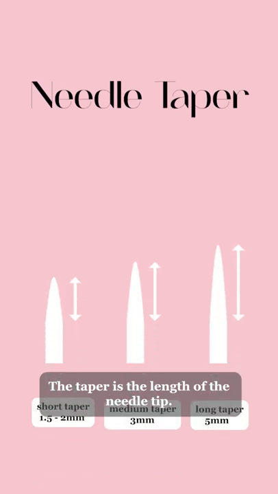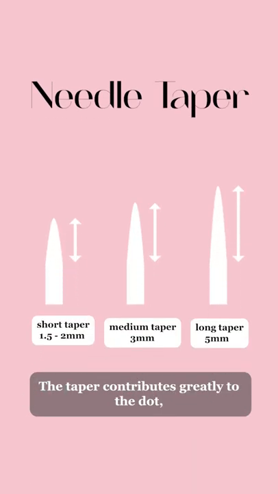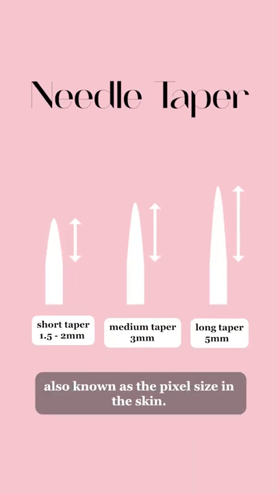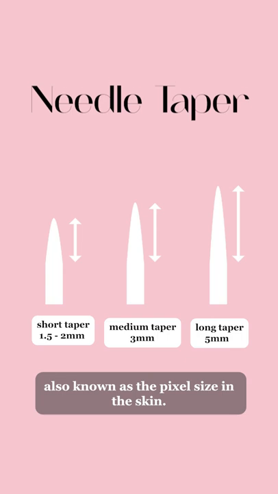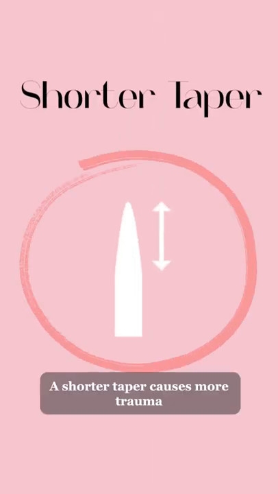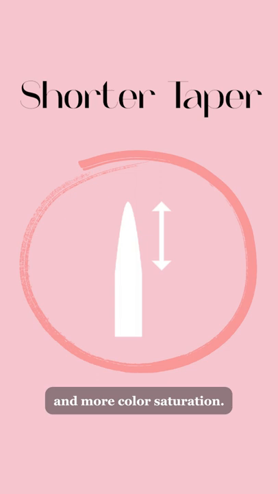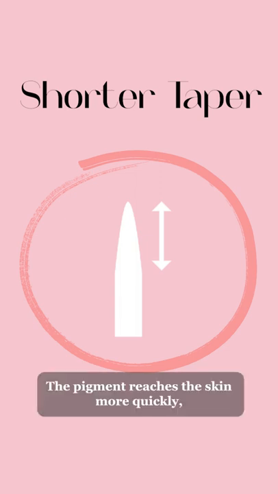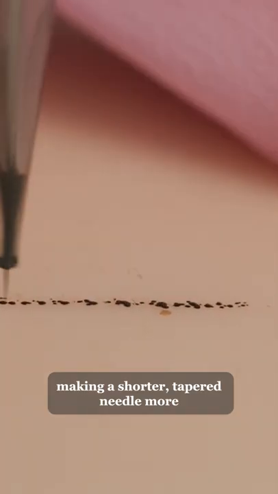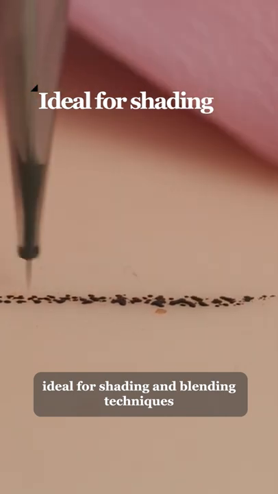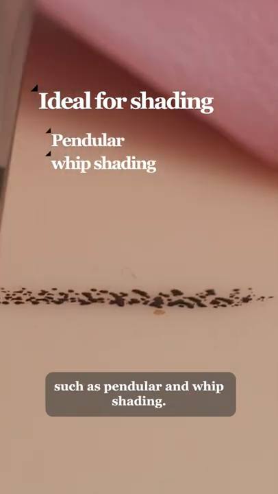The taper is the length of the needle tip. The taper contributes greatly to the dot, also known as the pixel size in the skin. A shorter taper causes more trauma and more colour saturation. The pigment reaches the skin more quickly, making a shorter tapered needle more ideal for shading and blending techniques such as pendular and whip shading.